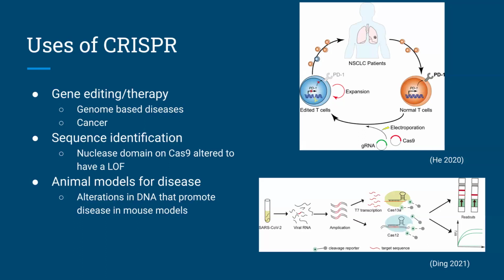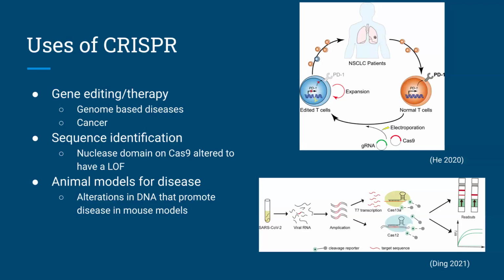That bottom figure shows that. You can use that for COVID. You can take viral RNA from the COVID, amplify it, send in the Cas, and see if specific strains of that COVID exist, right? Or if COVID is actually present in that sample of DNA or RNA, right?